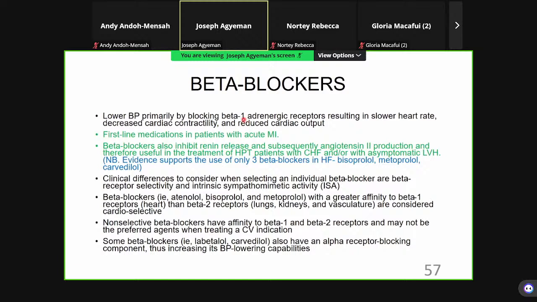Of course, they are used in hypertension, especially after acute myocardial infarction. So these are normally first line. If you don't have any contraindications, beta 1 blockers, especially those that selectively block beta 1, are preferred as first line agents post MI. Why?